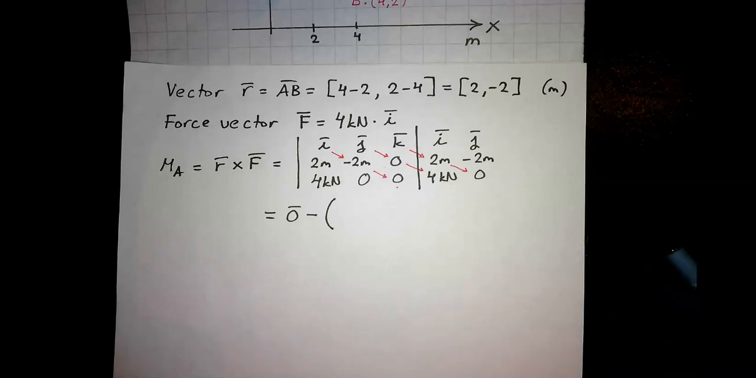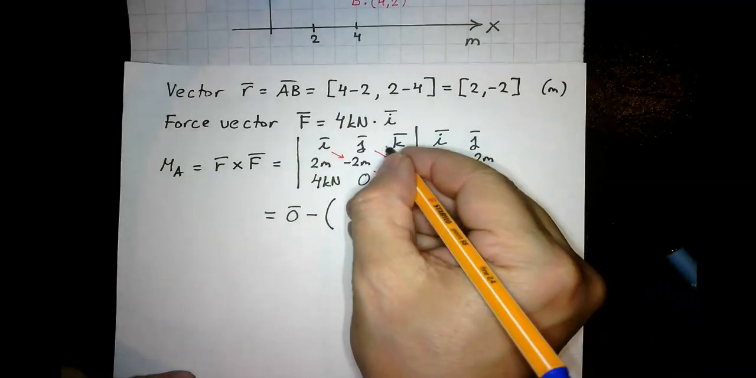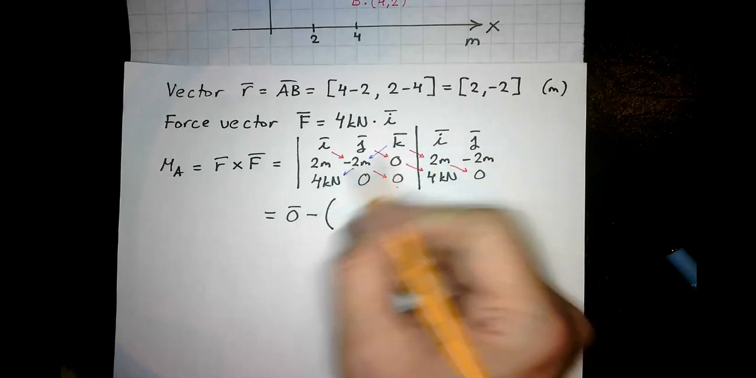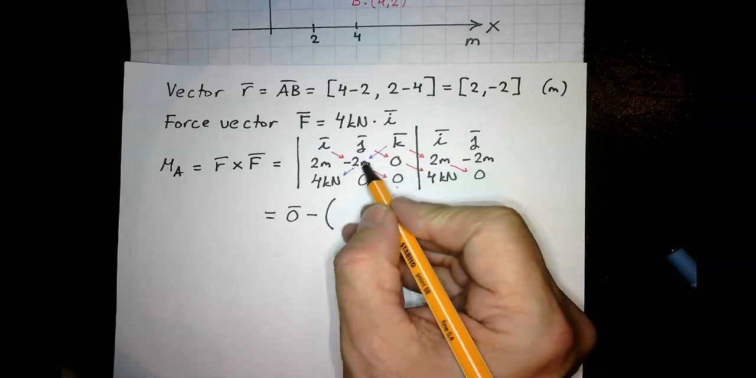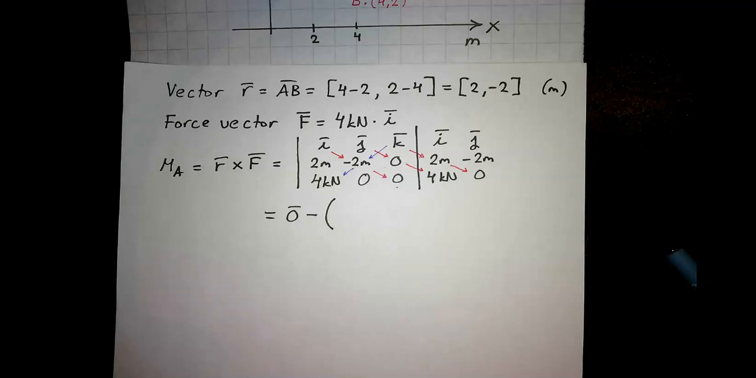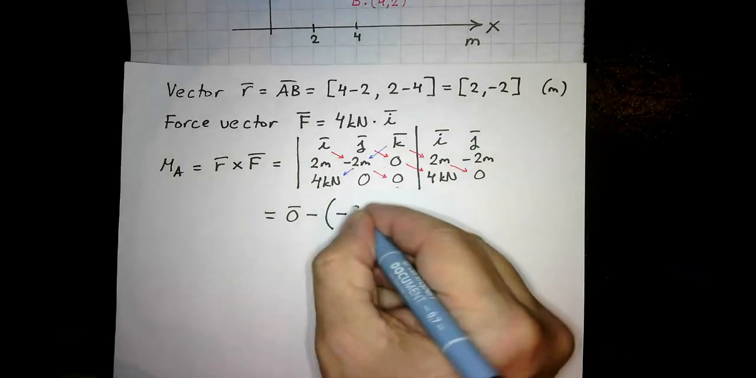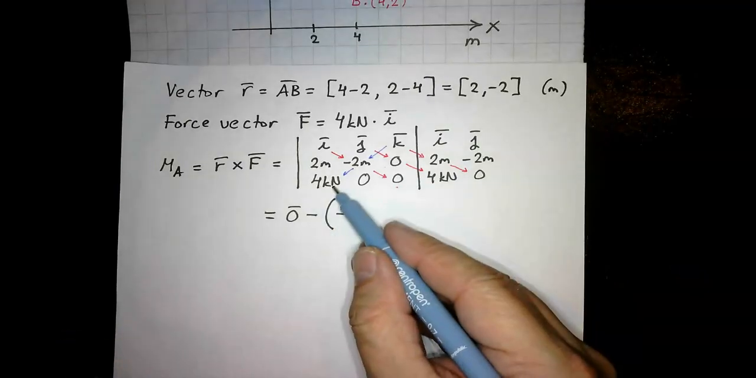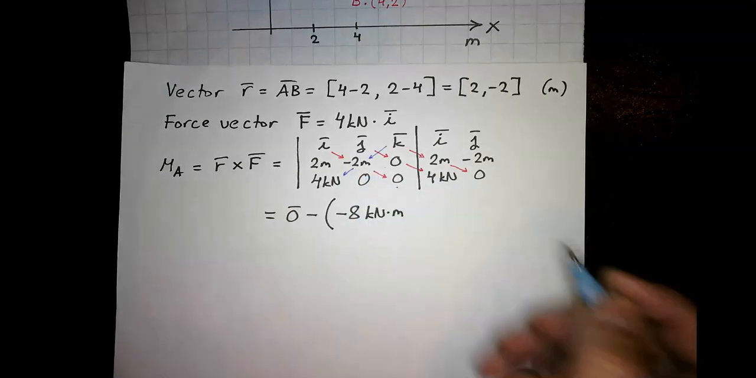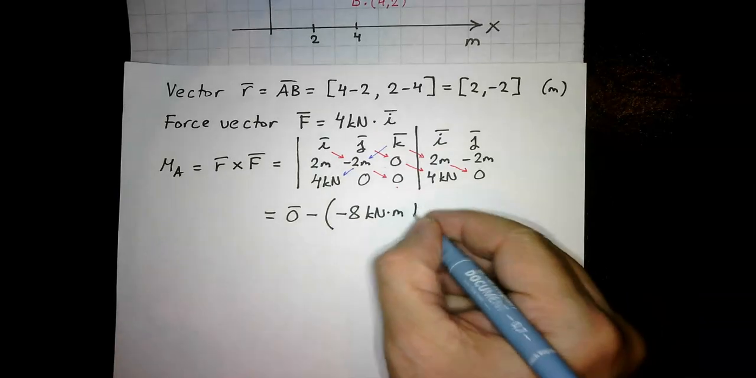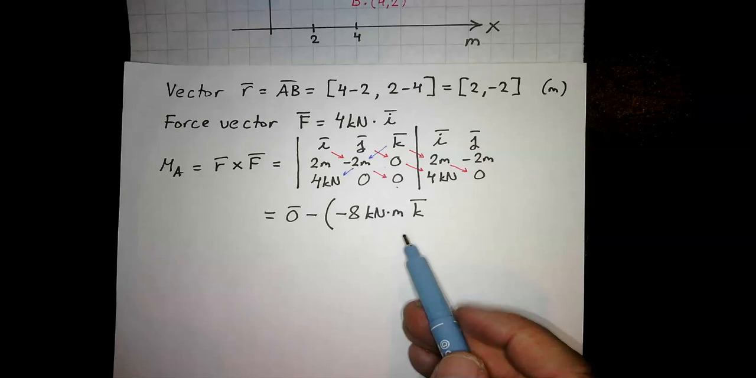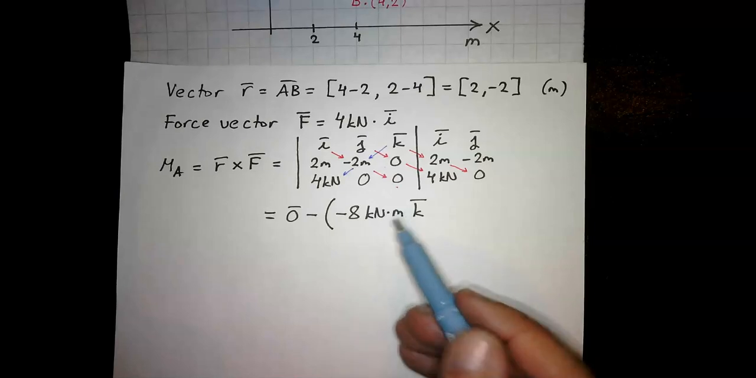But then we have the negative direction, and I write the minus sign here, and then I choose this direction here. And here we can see we get the first one, which is not 0. We have 4 times minus 2, that gives us minus 8. And kilonewton times meter, that will give us the unit of moment, and there is K at the end of that vector.